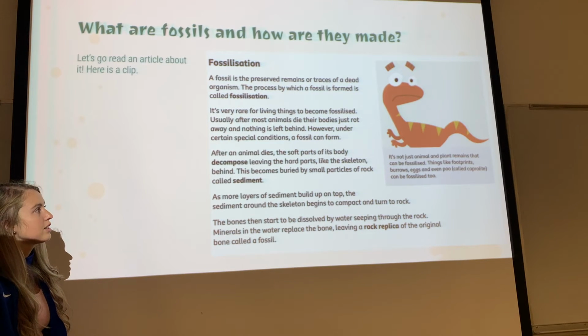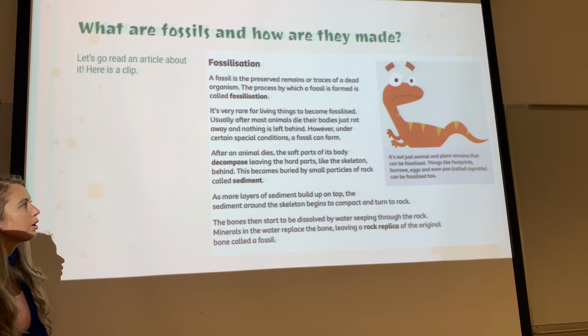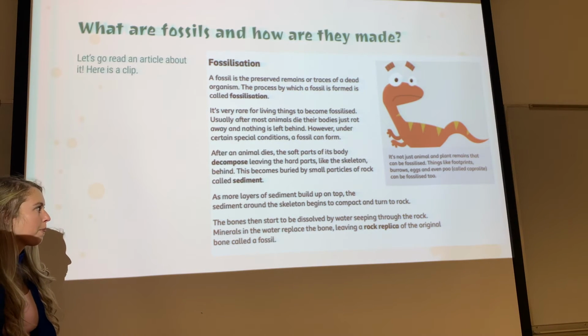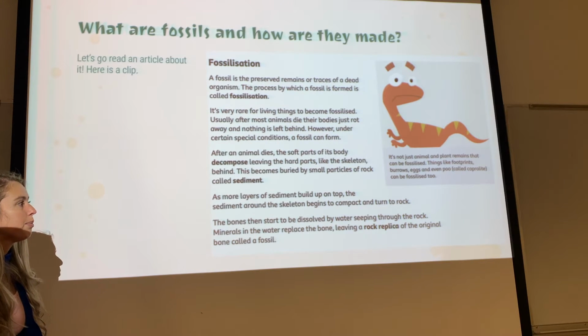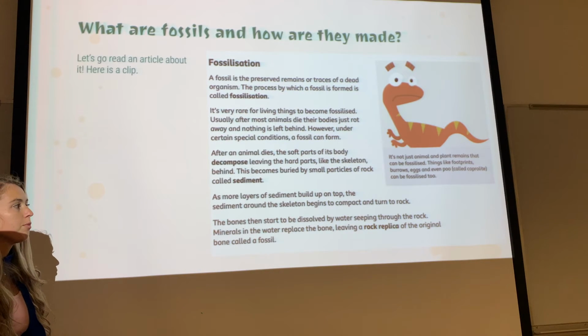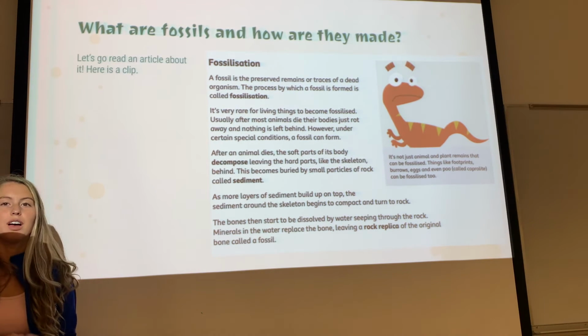After an animal dies, the soft parts of its body decompose, leaving the hard parts, like the skeleton, behind. This becomes buried by small particles of rock called sediment. As more layers of sediment build up on top, the sediment around the skeleton begins to compact and turn to rock. The bones then start to be dissolved by water seeping through the rock. Minerals in the water replace the bone, leaving a rock replica of the original bone called a fossil.